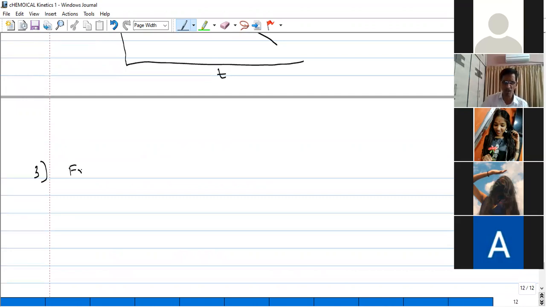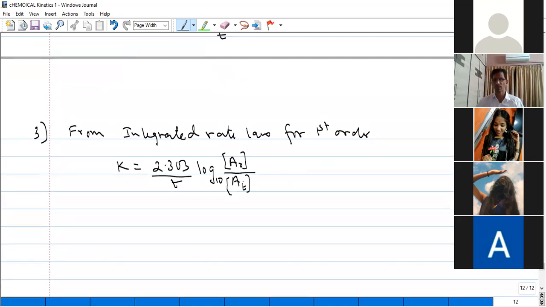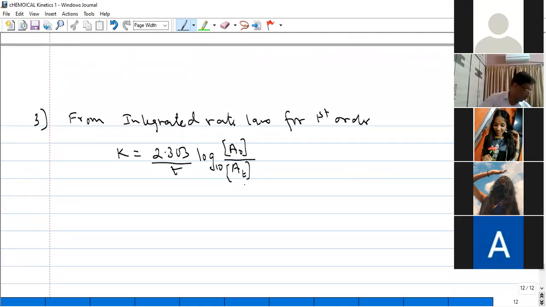From the integrated rate law for first order reaction, what do you get? k is equal to 2.303 upon t log to base 10 A0 upon At.